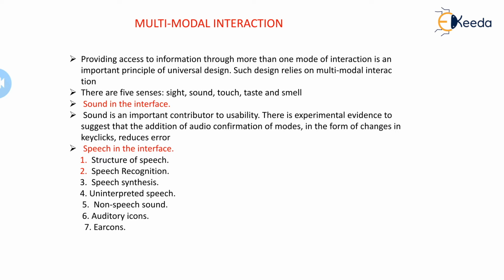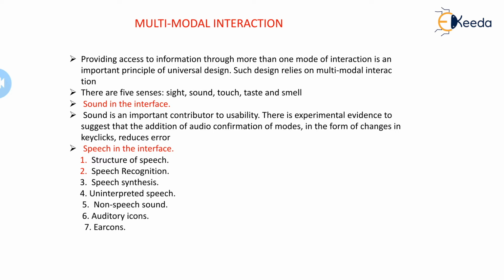Providing access to information through more than one mode of interaction is an important principle of universal design, that is, multimodal interaction. So we have five senses: sight, sound, touch, taste, and smell. Sight is the predominant sense for the majority of people and most interactive systems consequently use the visual channel as the primary means of presentation, through graphics, text, video, and animations. Then we have touch, like the senses we have studied earlier.